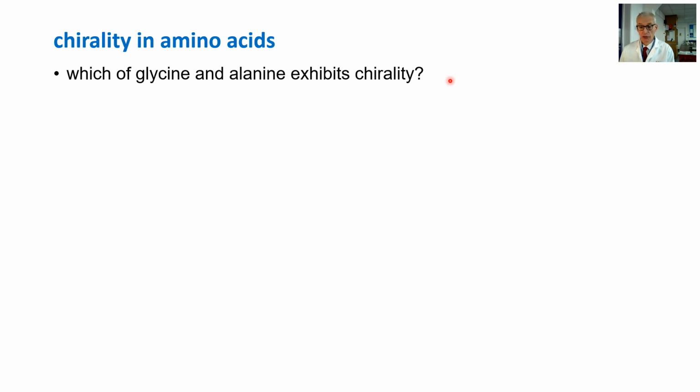Okay, so I'm going to reveal glycine. The R group is a hydrogen, so you'll see the central carbon is bonded to 2 hydrogens and therefore cannot be bonded to 4 different groups. It does not exhibit chirality. If we look at alanine, the central carbon is bonded to a hydrogen, an amine group, a carboxyl group, and the CH3 group, which is the R group in alanine. So yes, alanine will exhibit chirality. It has a central carbon atom bonded to 4 different groups.